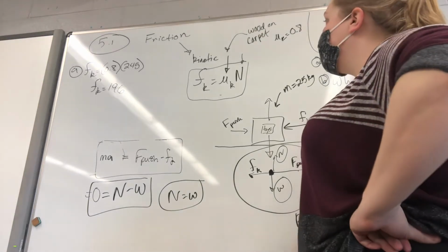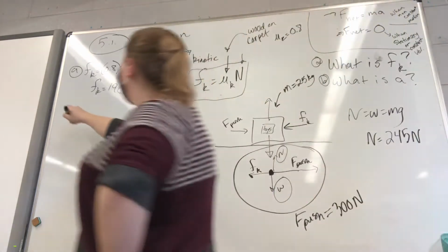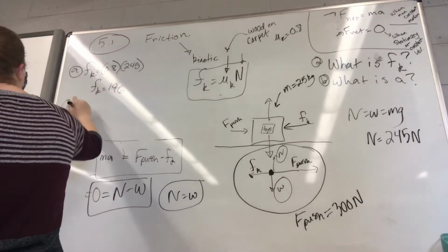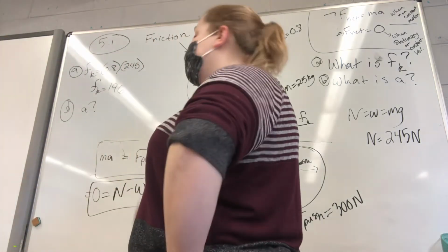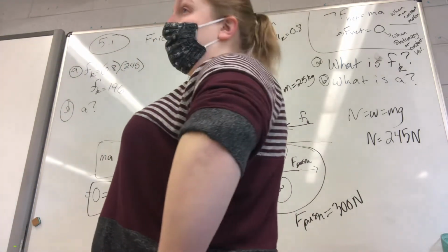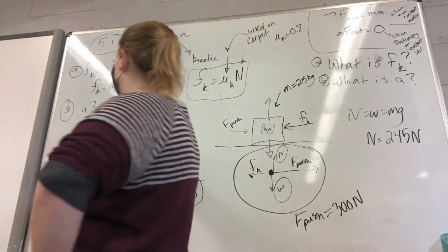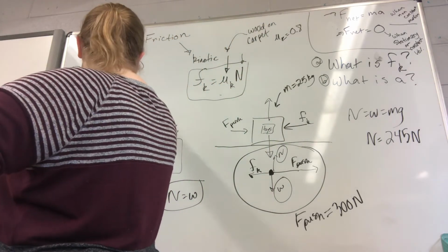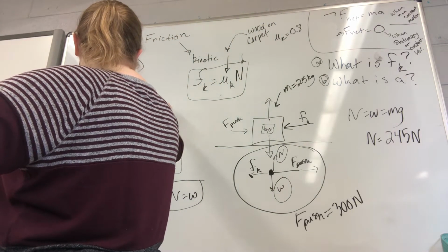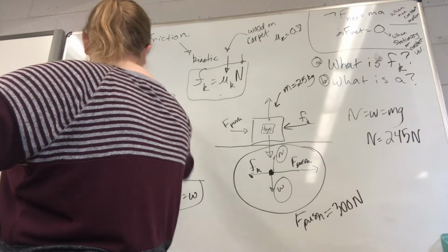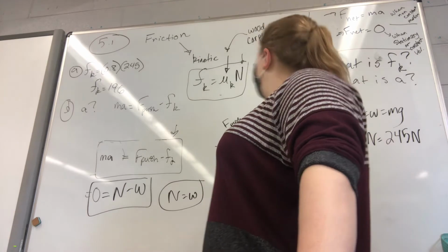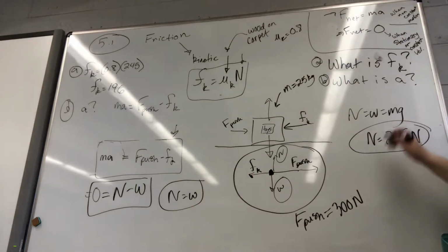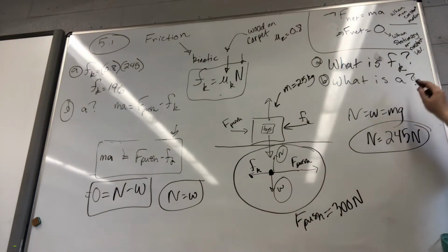Okay, so now we have our friction force. In part B, we're supposed to be finding A. So we have this one. We use this. So we can do MA equals F push minus FK. Where does the 245 come from? That was the normal that she calculated by taking the mass 25 times 9.8.